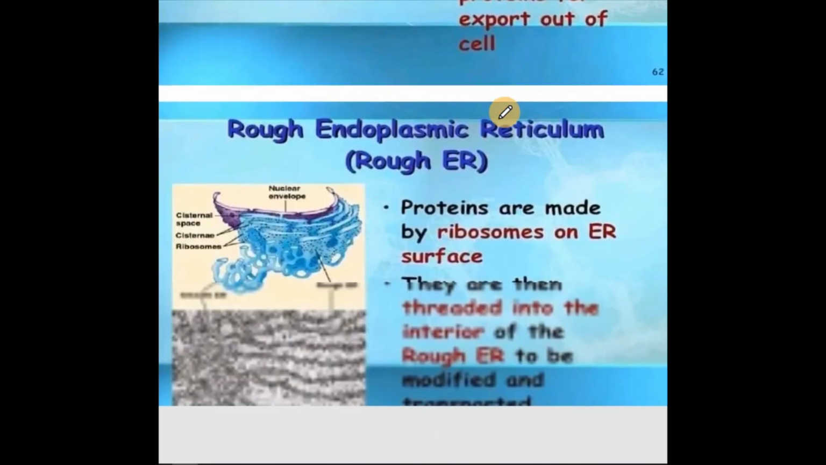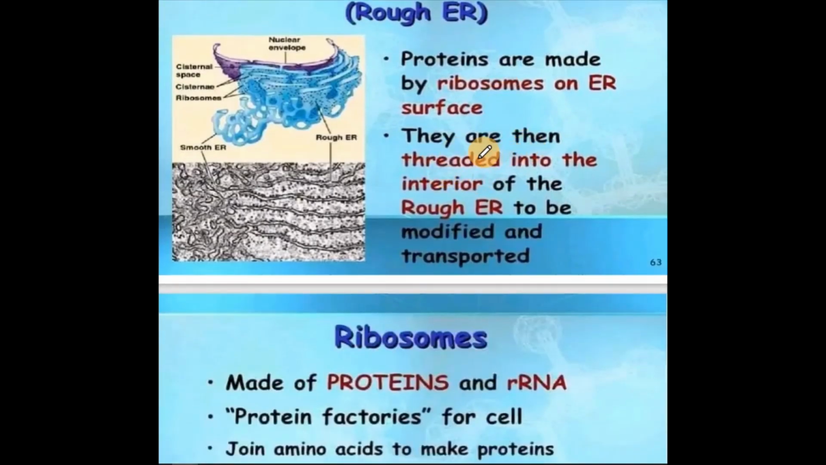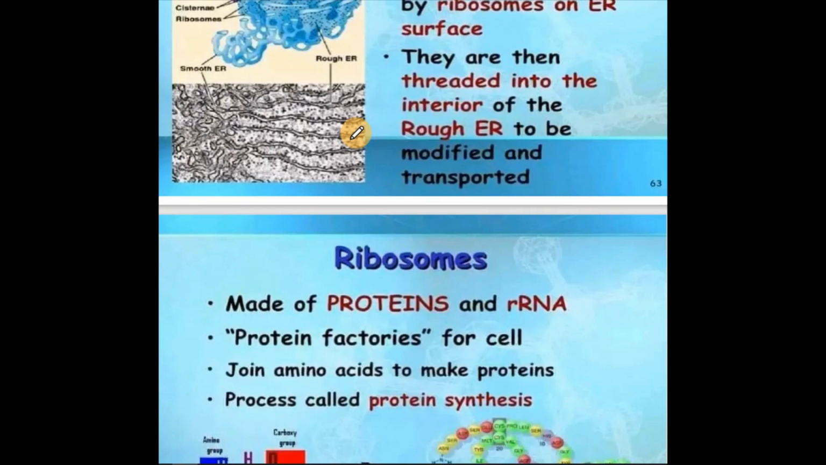So the rough one has ribosomes on it, and the proteins thread into the interior of the rough endoplasmic reticulum to be modified and transported. Ribosomes are basically made of proteins and RNA. So the production site of protein in the cell is the ribosome. So we have ribosomes, the protein factories, because that is where proteins are made. Smooth endoplasmic reticulum helps in transport of some molecules, whereas rough helps in synthesis of proteins because it has ribosomes on its surface.